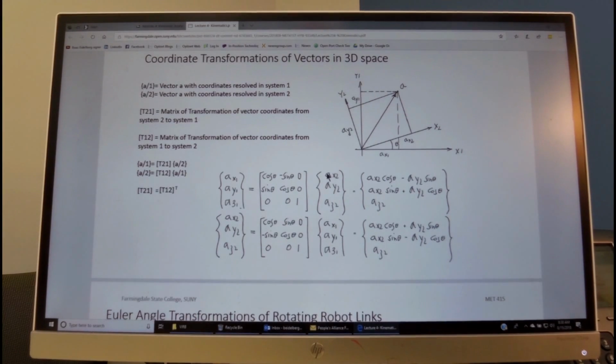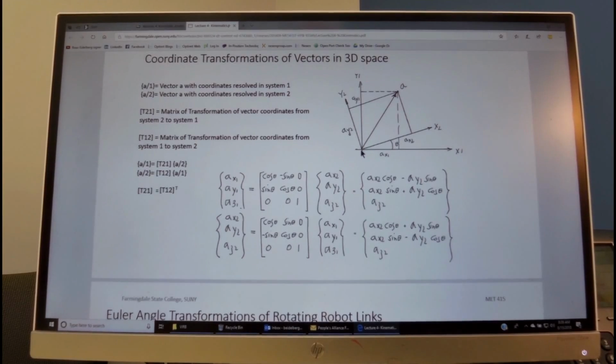So if we have a vector with components ax2, ay2, az2 in coordinate system x2, y2, z2, and we multiply times the rotational matrix or transformation matrix from coordinate system 2 to 1, then by doing this multiplication, cosine theta times ax2 minus sine theta times ay2, and then we do the same for the second element, and the third element does not change, then we get the components of this vector resolved in coordinate system x1, y1, z1.